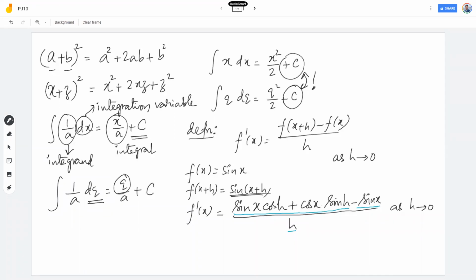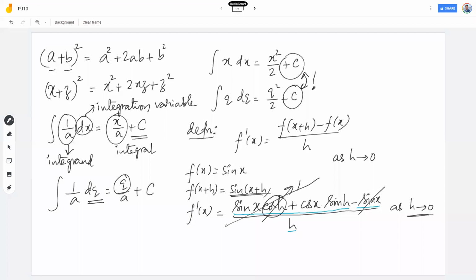Okay. See, if you put 0 for h in this function, this cos h becomes 1. Cos 0 is 1, no? If you substitute 0 for h, this cos h becomes 1. So sin x into 1 becomes sin x. That sin x term and the minus sin x term get cancelled.